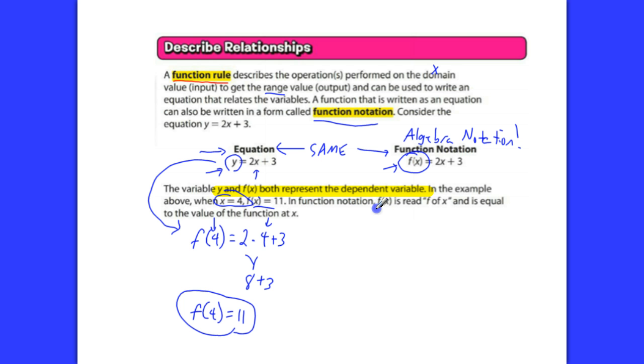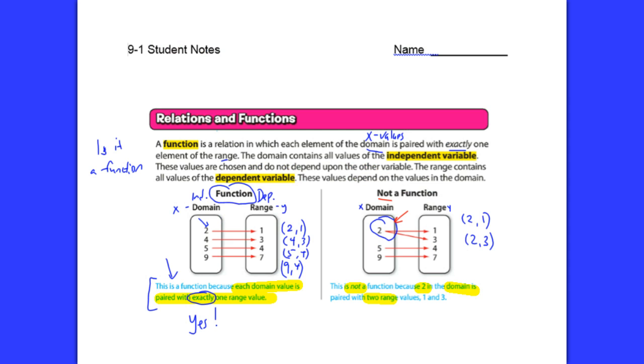In function notation, the f parenthesis x is read, this is how you say it, f of x. So if I asked you to read this, you wouldn't say parenthesis, you would say f of x equals 2x plus 3. Then if I said, what about f of 4, I would be asking you what is the value when that x is 4.